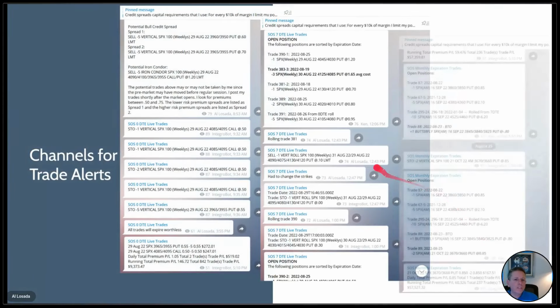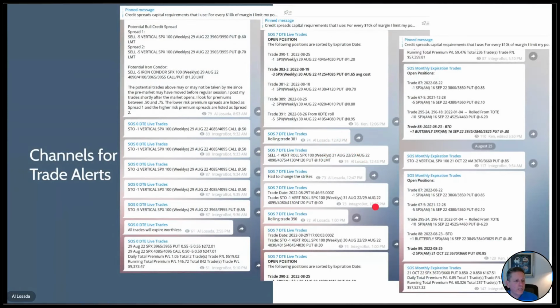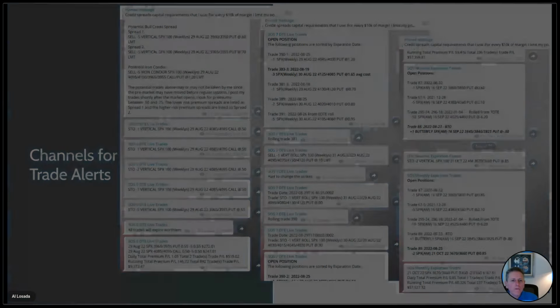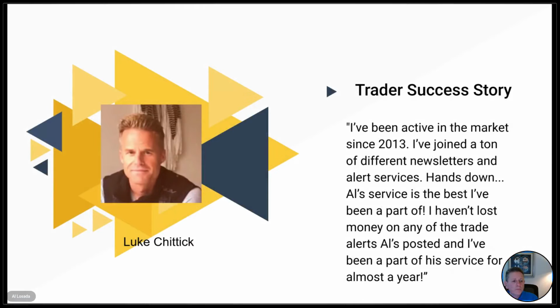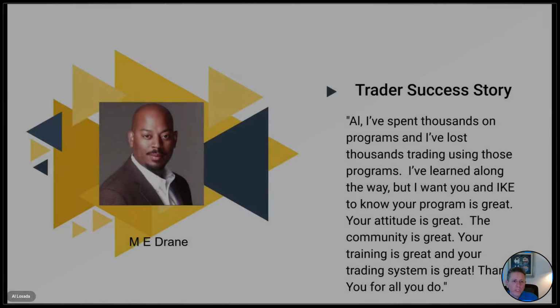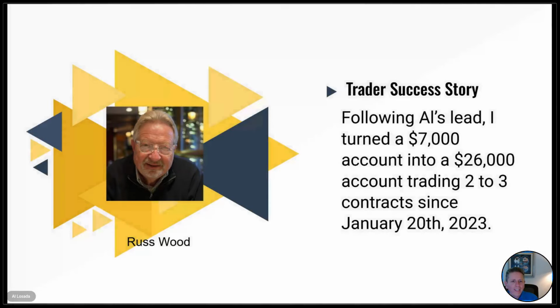Okay, now the other side is we have trade alerts, right? These are very, very specific, and it's one-way communication, so you have a clear understanding of what you're getting into. Okay, what positions they are, and they're very, very clear. Basically we don't make mistakes with these because it's coming out of our account directly. All right, so we have great trader success stories that we use. You can read those along the way.